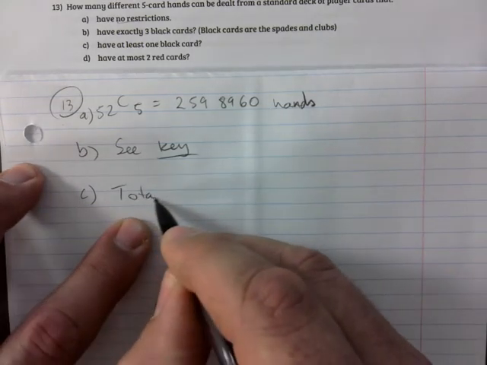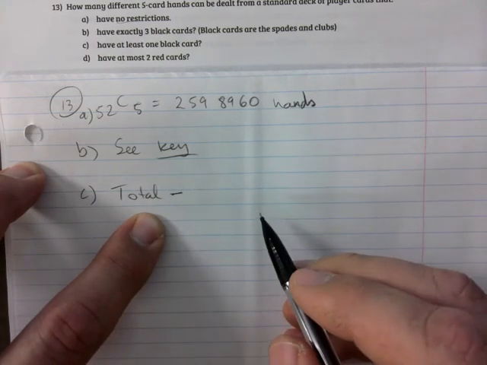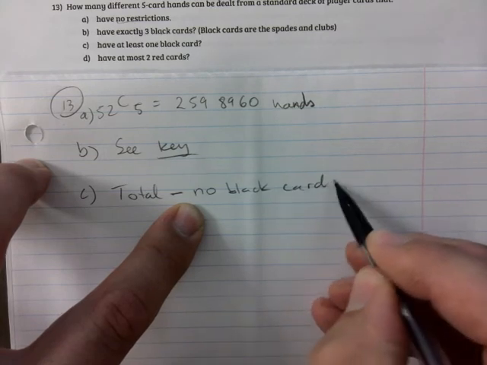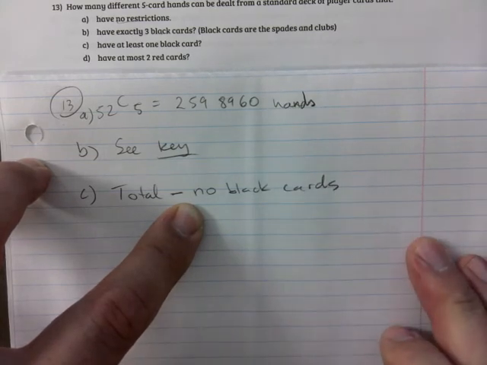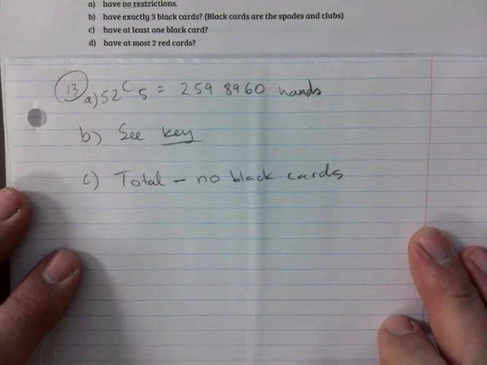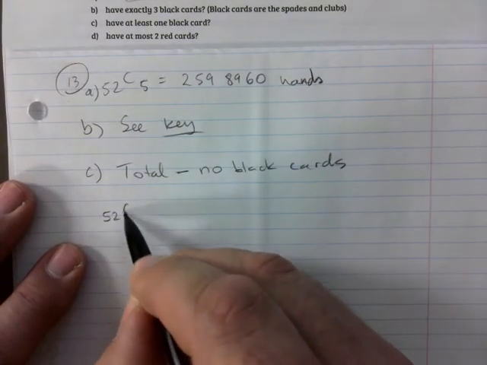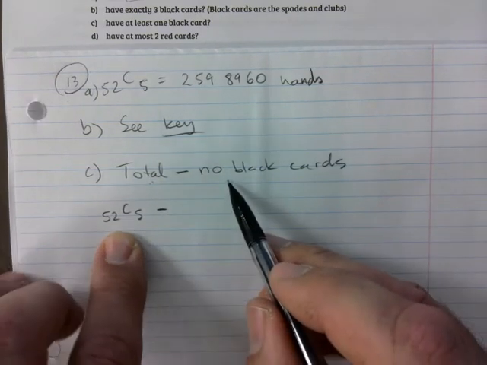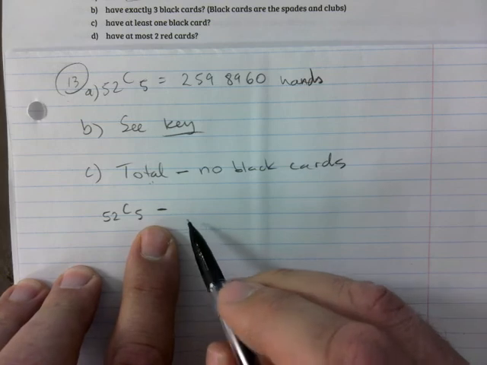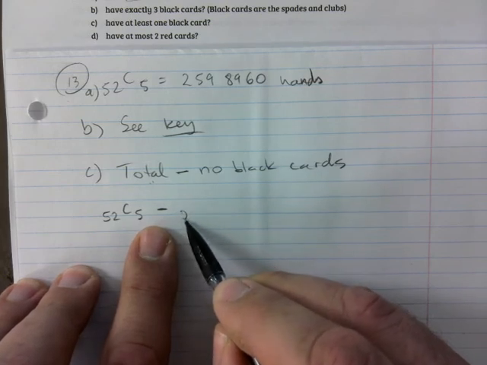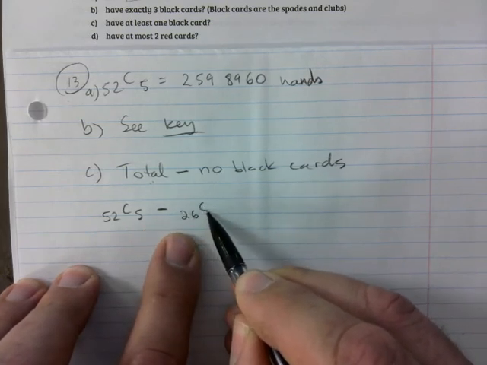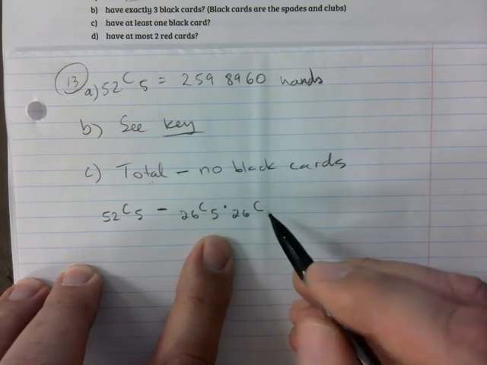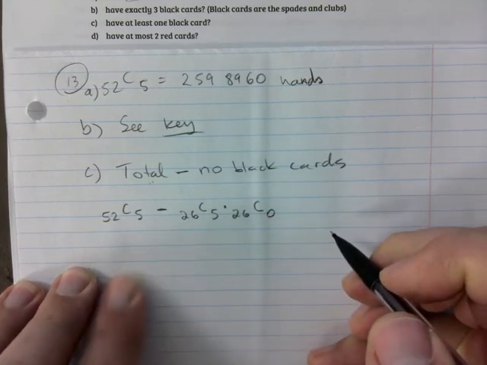I will go total minus no black cards, right? You can do direct. You're going to get there, but there's a lot more work and more potential to get it wrong. So I'm going to go 52 choose 5. That's the total number without restrictions, minus, can we just think this through? No black cards. So that means that out of the 26 reds, I'm going to choose 5, right? And out of the 26 black cards, how many am I going to choose? 0.